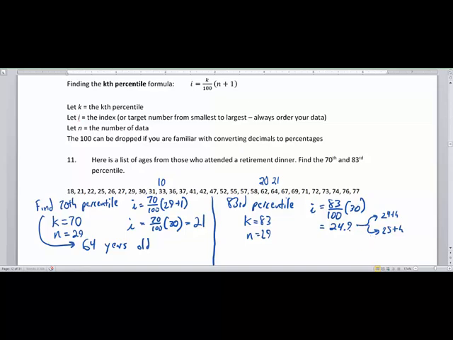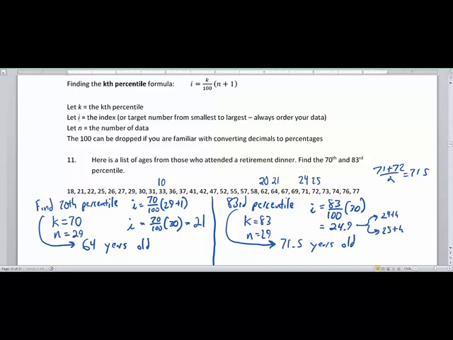So even though this 24.9 is really close to the 25, what we have to do is find the average of whatever it's between. So if this is a 24.1, we would still take the 24th and 25th person and find the average. So the 24th person, if this is 22, 23, 24, and then 25. So we're going to take the 71 and the 72, find our little average of the two, and in doing so, this gives me 71.5. So the 83rd percentile is 71.5 years old.